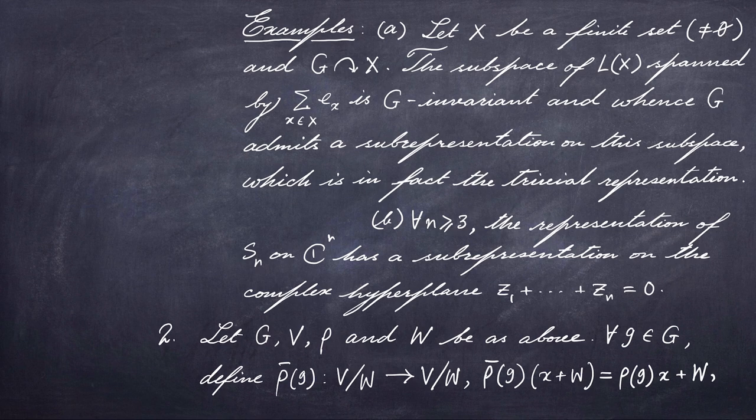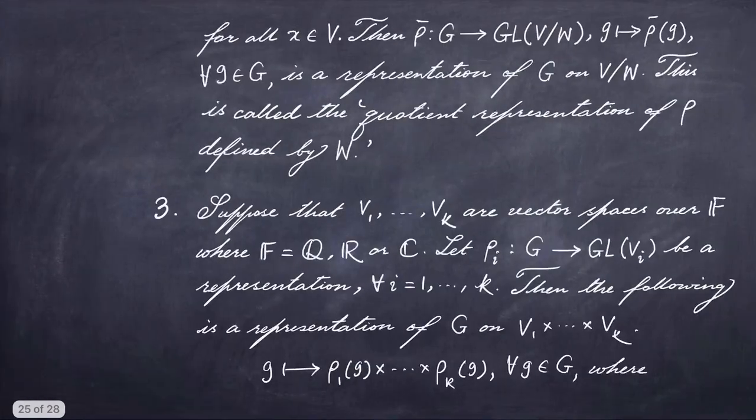So whenever we are dealing with algebraic objects, then after sub-objects we should look for the quotient objects. That's also done here. Let W be a G-invariant subspace, then define rho bar G to be this. It's easy to verify that rho bar G is a linear operator on this quotient space, and in fact an invertible linear operator. Thus sending each G to rho bar G is a representation of G on this quotient space. This is called the quotient representation of G of rho defined by W.